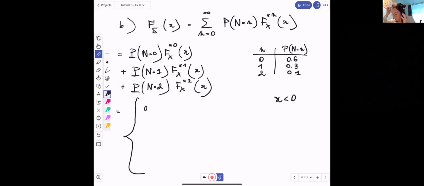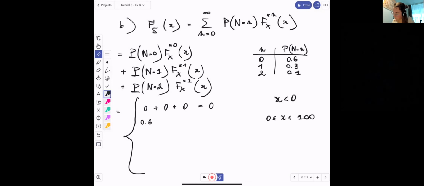Then our one-fold convolution, which was our CDF, takes a value 0 if x is smaller than 0, so we also have 0 on this second part. And then our twofold convolution was also 0 in case x was smaller than 0, so we just have 0 for our CDF of the aggregate loss random variable. Then for the second part, where x was in between 0 and 100, our zerofold convolution takes a value 1, so we just get the probability that N is equal to 0, so we get 0.6.